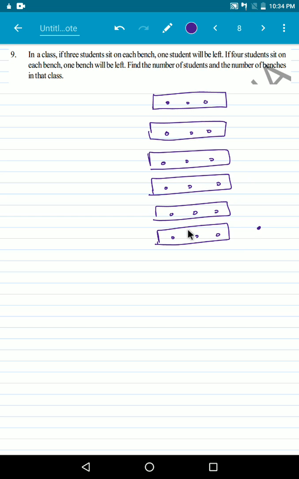So total how many students will be there? Tell me. So 1, 2, 3, 4, 5, 6. So we should multiply 3 with 6 and add 1. So this will be the number of students, because there are 6 benches and on each bench 3 students are sitting. So the students who are sitting will be 3 into 6, 18, and 1 student is standing. So the total number of students will be 19 in this case.